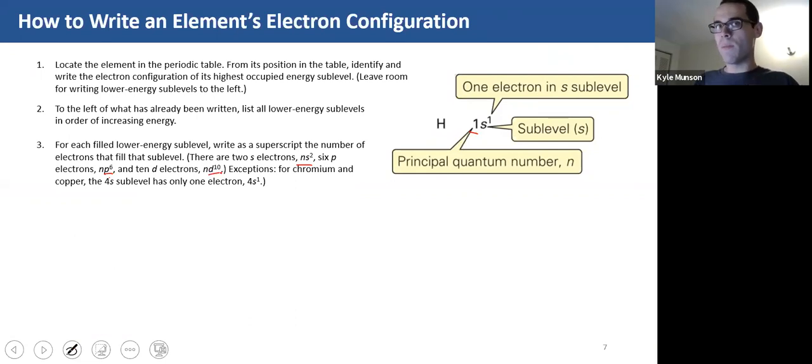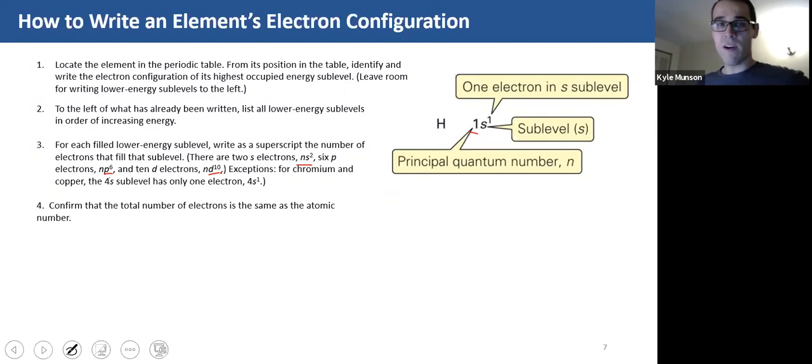And why these numbers? Remember, there can only be 2 electrons in each orbital, and for s orbitals, there's only 1, so that's 2 electrons max. For p orbitals, there can be 3 of them, and 2 electrons per each, so that's 6 electrons max. In d orbitals, there's 5 of them, 5 times 2, there could be 10 electrons max in the d orbitals. There's some exceptions here that we're going to talk about, okay? Chromium and copper. But for now, this is our rule, okay?